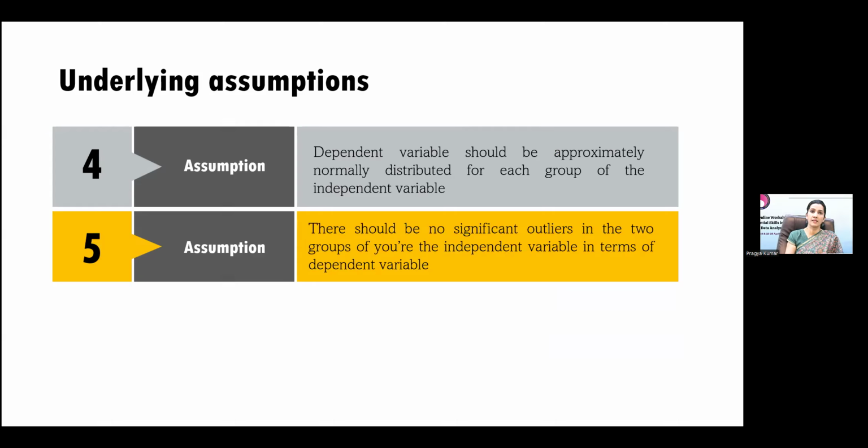And then next is your dependent variable. Again, for this independent sample t-test, one of the assumptions is that it should be approximately normally distributed for each group of the independent variable. And we'll see how to test for that. And the fifth assumption is that there should not be any significant outlier in the two groups of the independent variable in terms of the dependent variable. And this we check with the help of descriptive statistics.